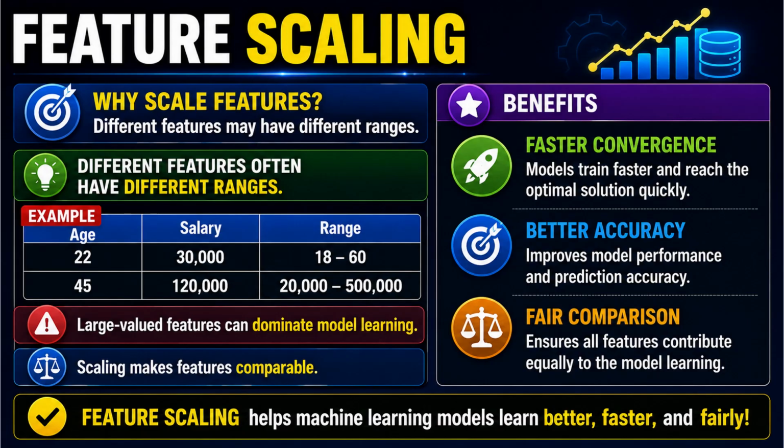Then is feature scaling. Why scale features? Different features often have different ranges. For example, you could have age in this range and salary in this range. The range here for age is 18 to 60, but for salary it's this. So large value features can dominate the model learning. Scaling makes features comparable, and the benefits are faster convergence, better accuracy and fair comparison.